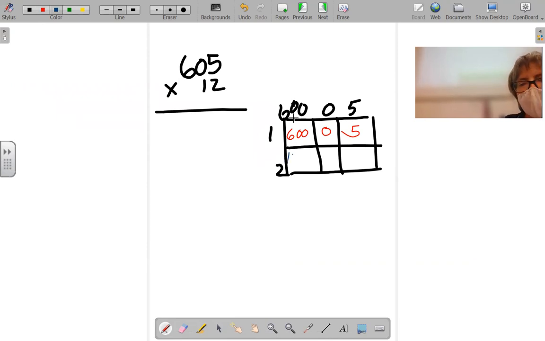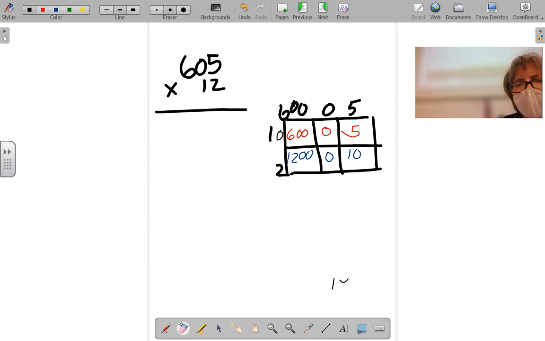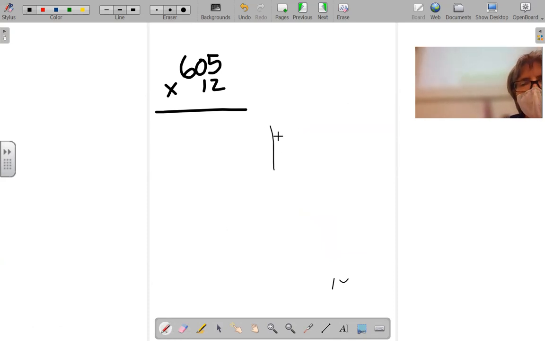And that's 1200, 0, 10. So we've got 1200, 600, 10, and 5. You okay with what I'm doing? I'm getting something different. I did something wrong. Hang on. Oh, I know what I did. I forgot the zero. For this new method, you've got to make sure you break it down. Instead of one, that's zero. Take it back, messed up. Let's do it again, just for giggles.